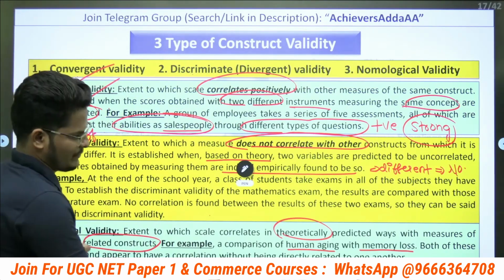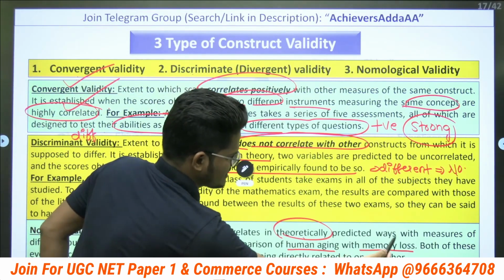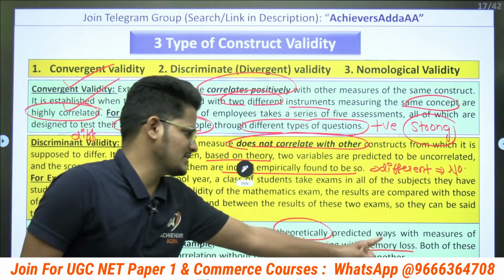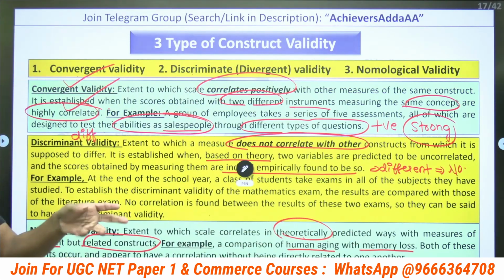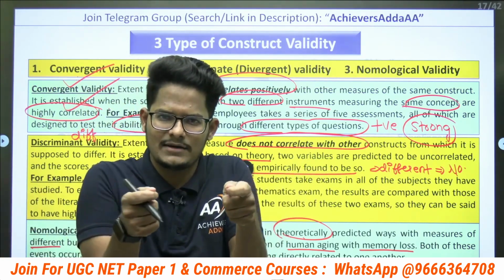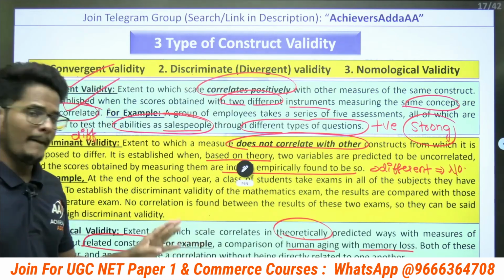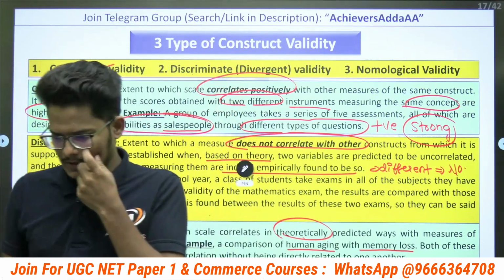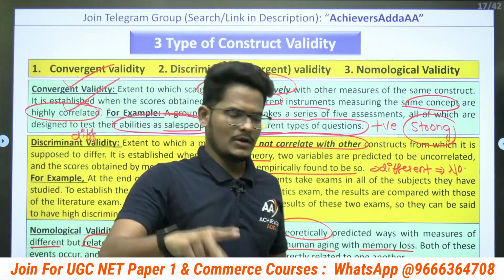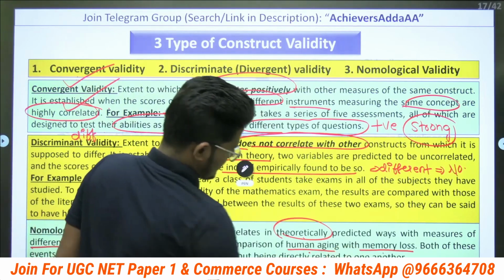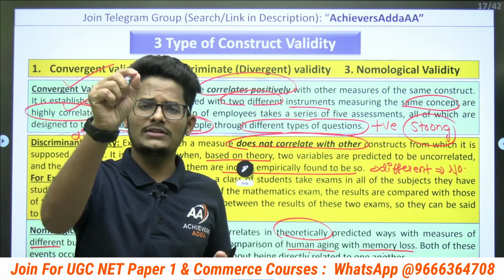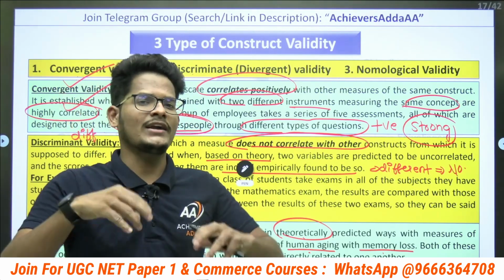Let us look at the same statement again. Theoretically predicted ways with measures of different but related concepts. Here, human aging and memory loss are events which can occur. They look like there is somehow a relationship existing between these two elements or variables, but they are not directly related. As the age is increasing, memory will get lost or not. It looks like both are very related, but not directly related.